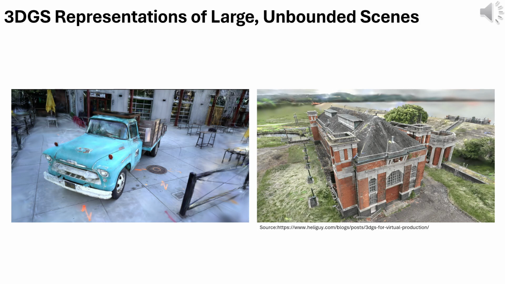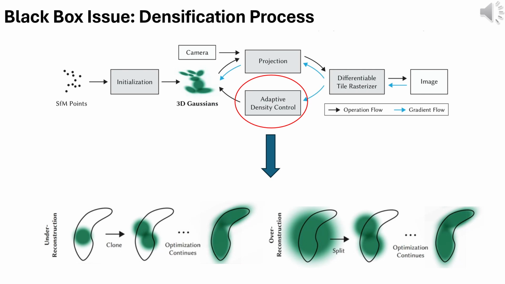These are some examples of representations of large and unbounded scenes. The process of 3D GS involves taking SFM points to create 3D Gaussians and, through this process, create a 3D scene image. Our focus is on adaptive density control, which happens during training. Under-reconstructed splats are cloned, while over-reconstructed splats are split until they fit the area.